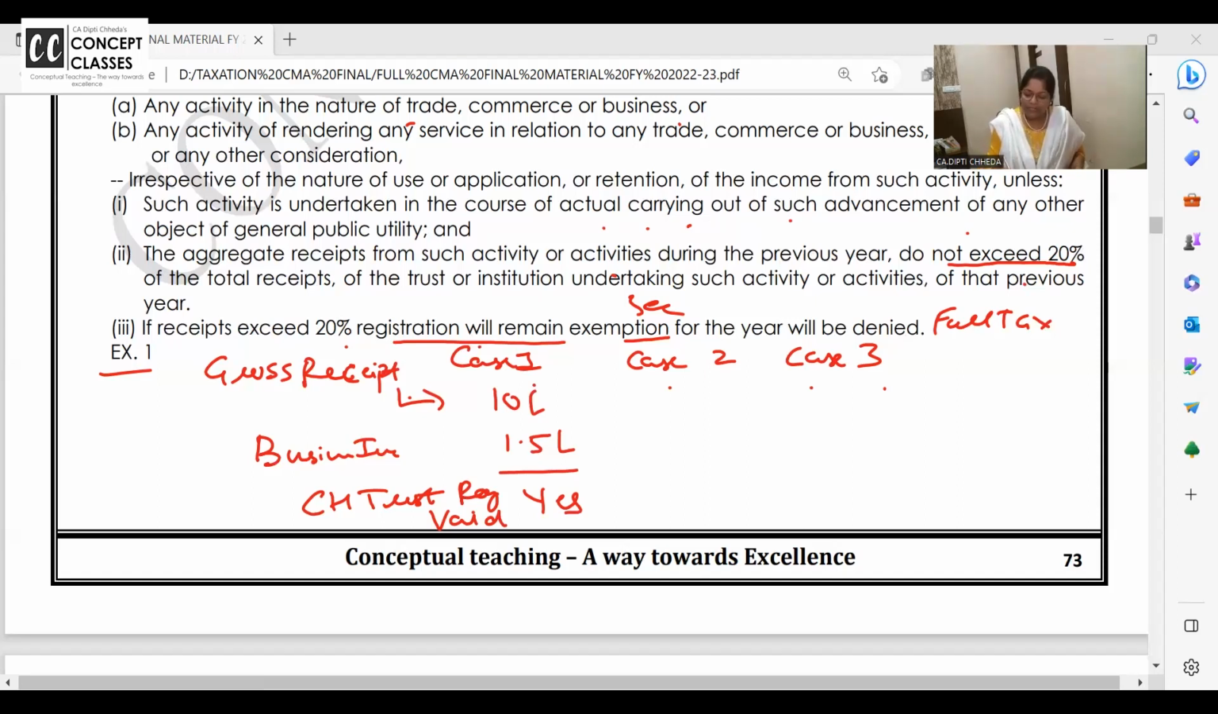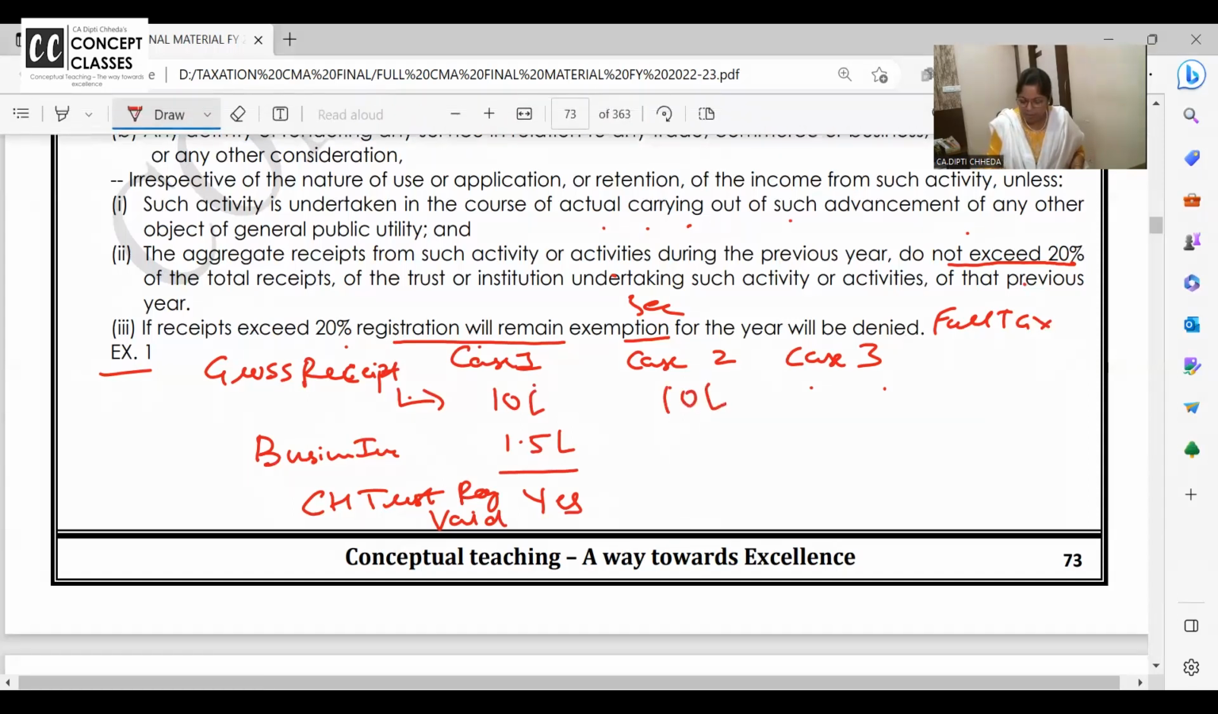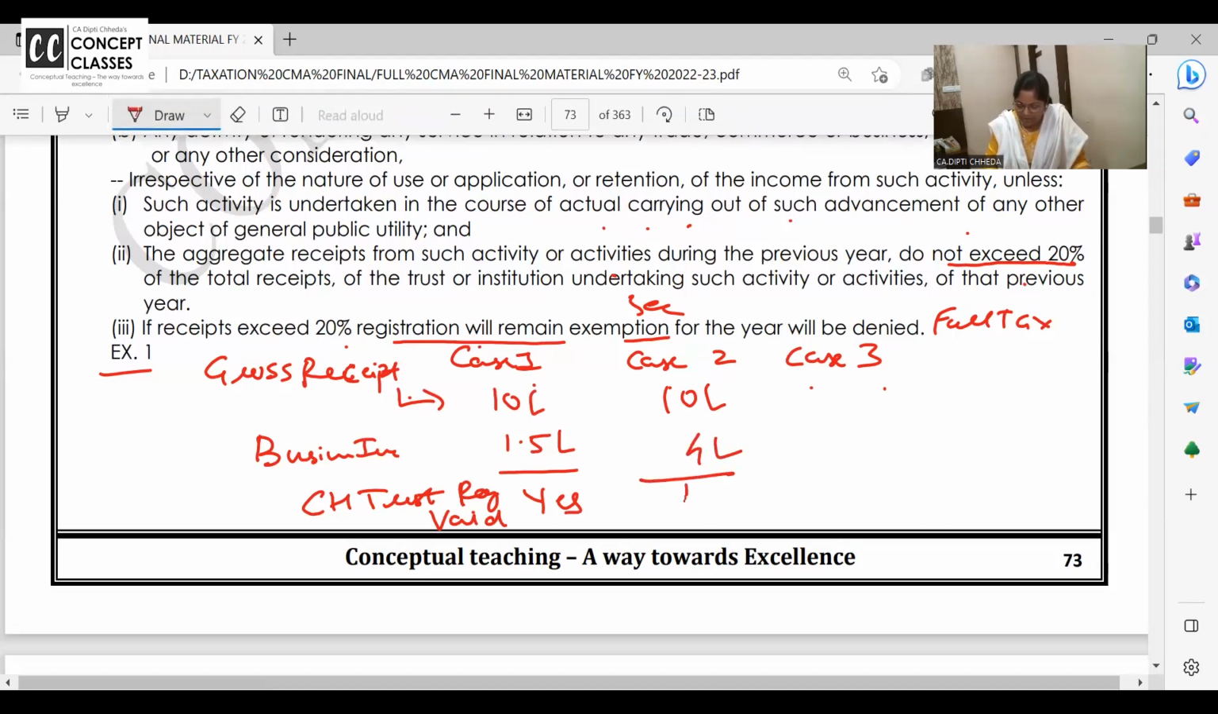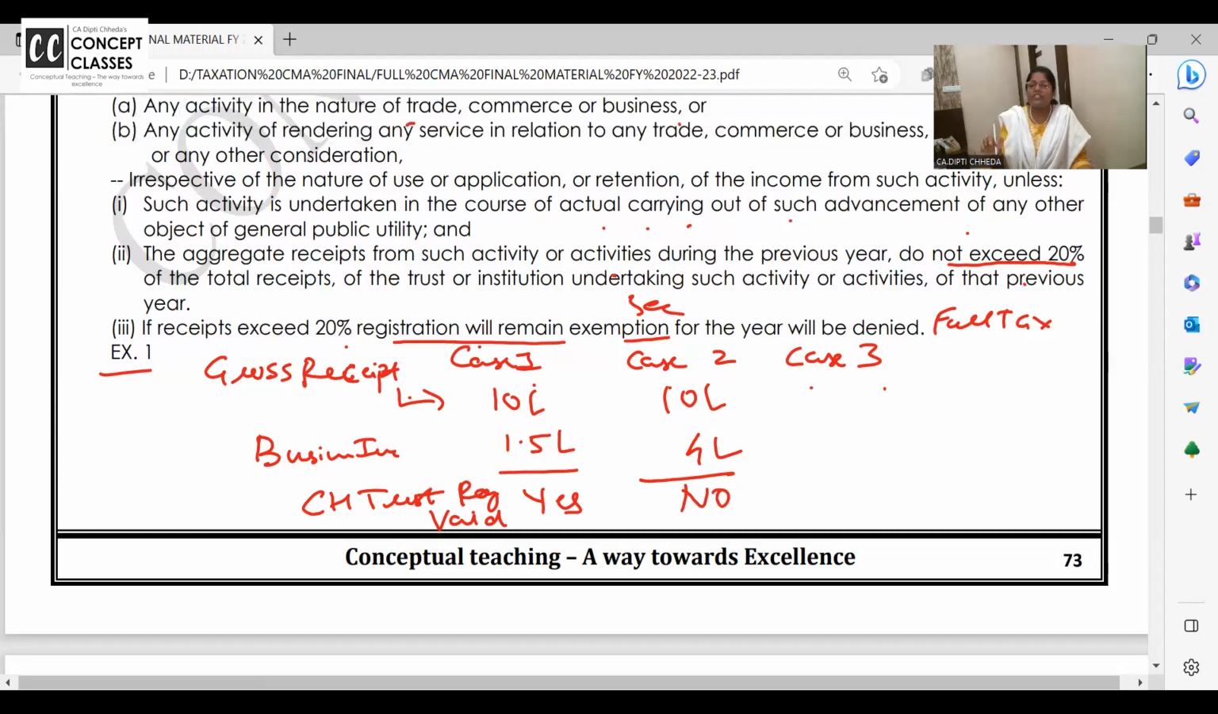Okay, now let us take the next example. Suppose the advancement of any other object of general public utility, that's what you have formed for, and say your business income is 4 lakhs. Is the trust registration valid? No. Will the registration be cancelled? No. For this year, the registration is not valid and you will not get the benefit of section 11 exemption. You'll have to pay full tax.